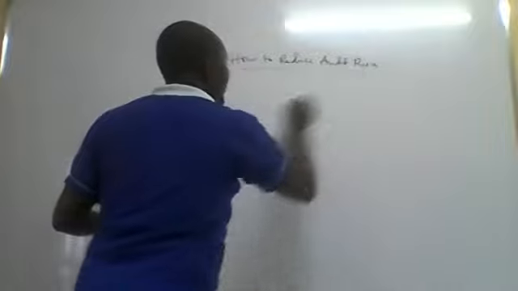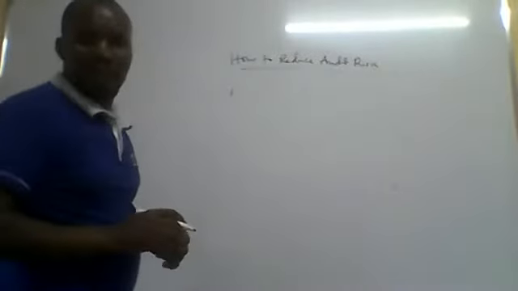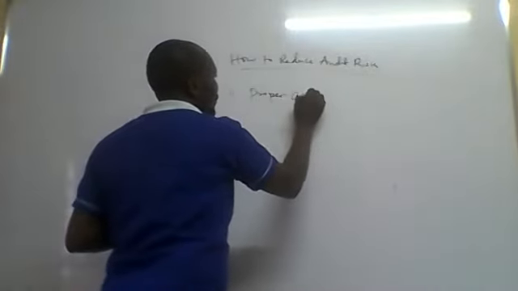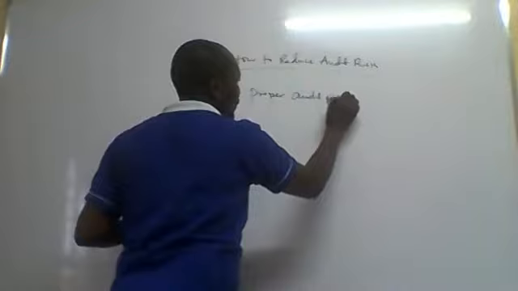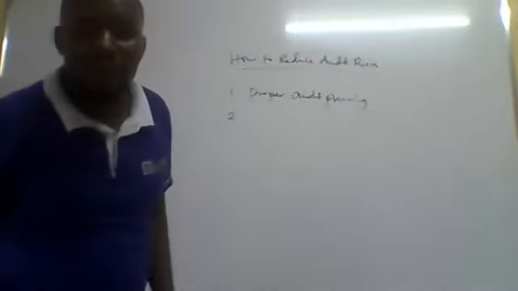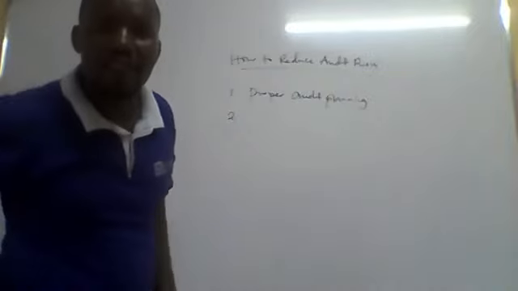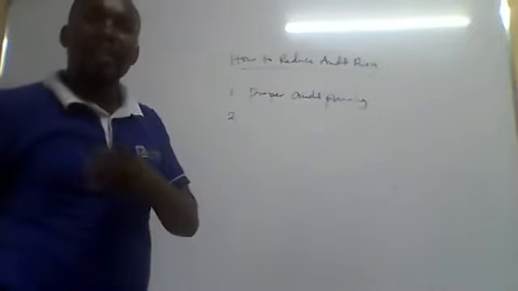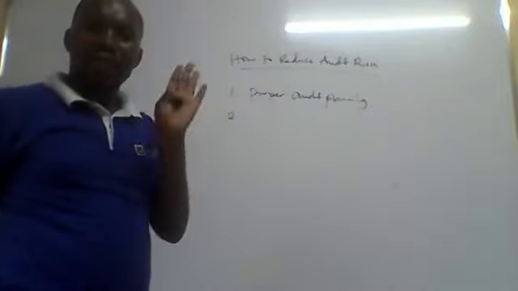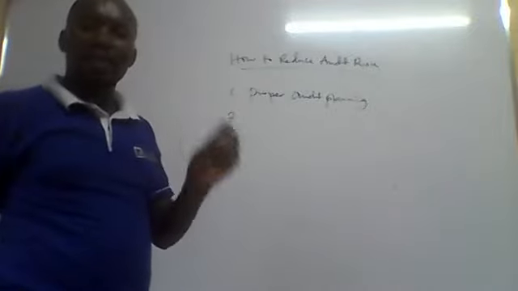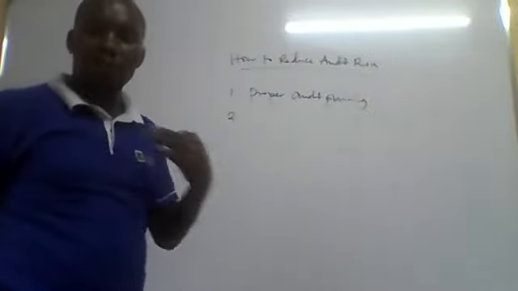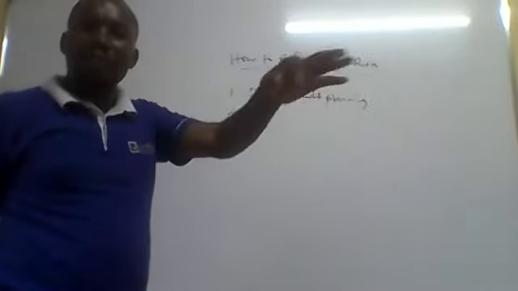How to reduce audit risk? Number one, proper planning. Number two, somebody has given me something, having strong ICS. No, audit risk is on the side of the auditor. So internal control systems are actually on the side of the client. So as an auditor, how do you reduce from your side? You don't have anything to do with internal control system.